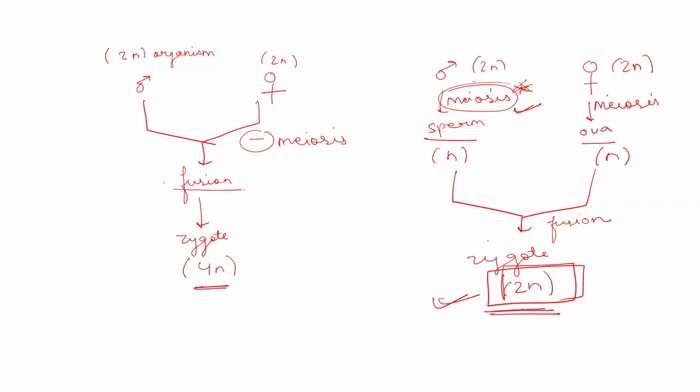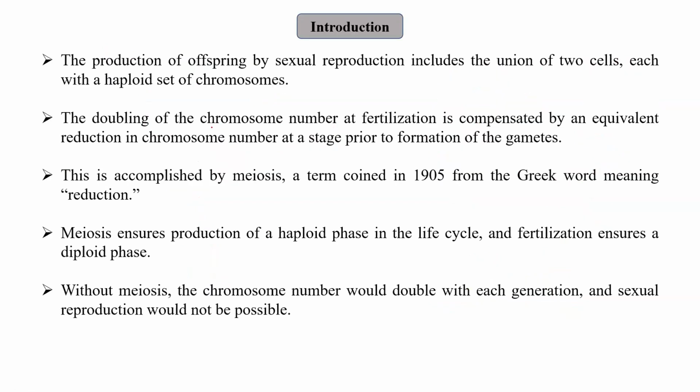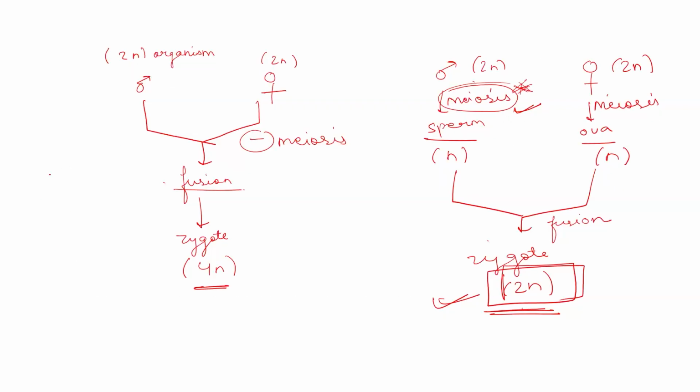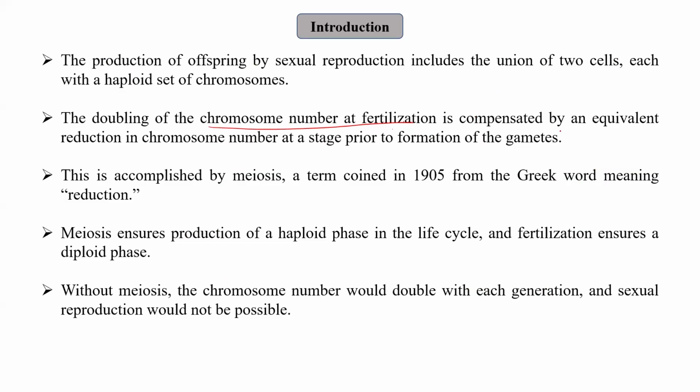So this conversion of diploid to haploid is taking place with the help of meiosis, which is also known as reductional division. Basically, they are talking about the situation where the doubling of the chromosome number may happen during fertilization, but this does not take place because of the process known as meiosis. This is compensated by an equivalent reduction in the chromosome number at a stage prior to the formation of the gametes. This happens by the process known as meiosis.